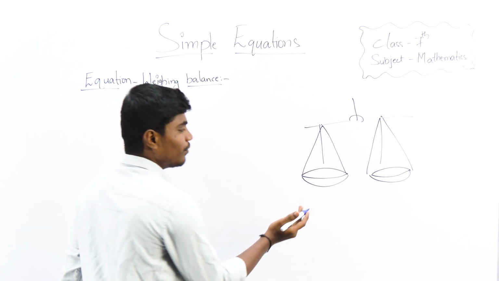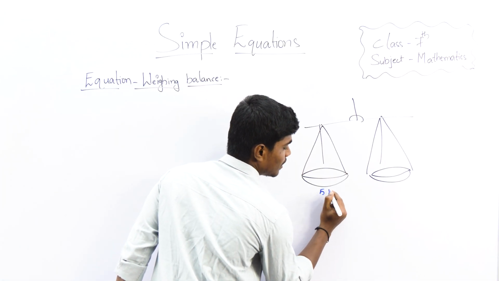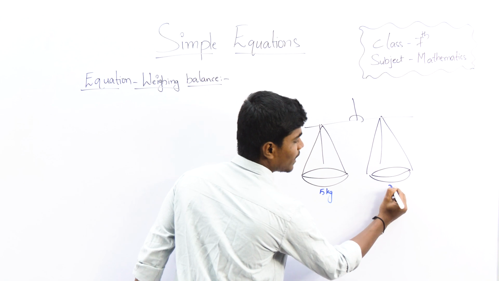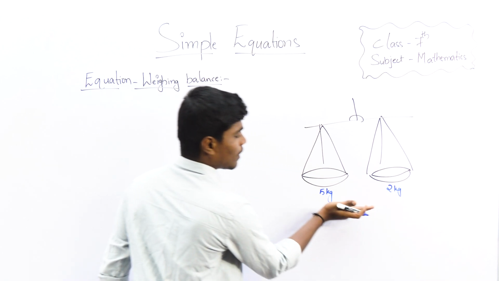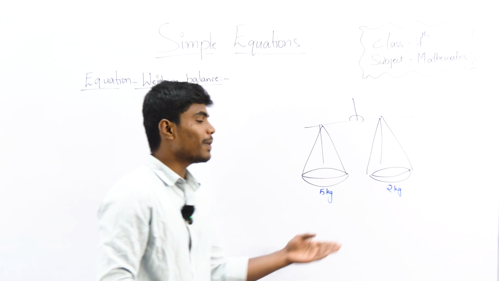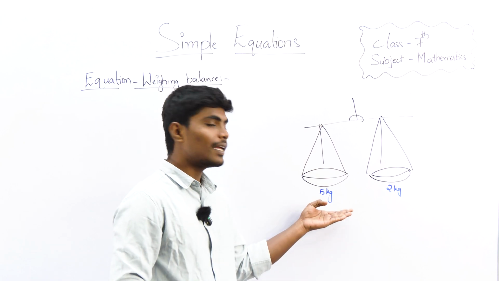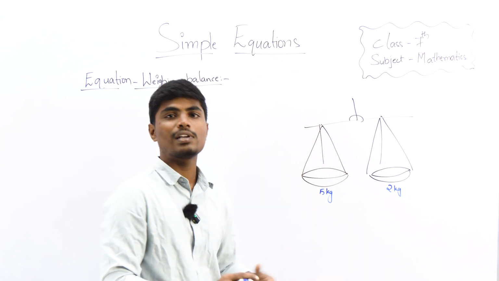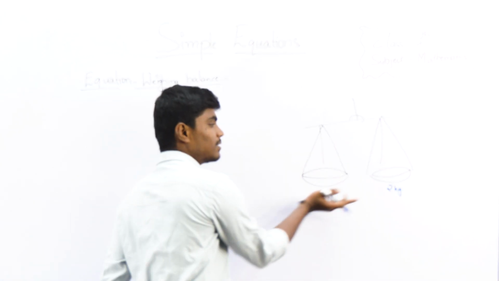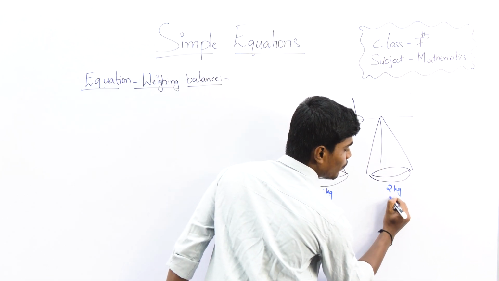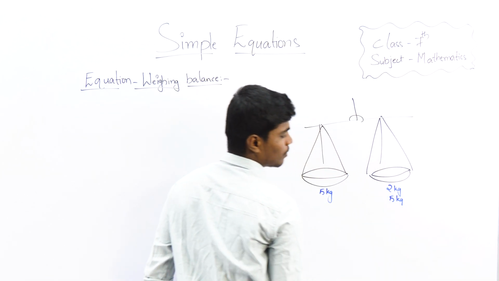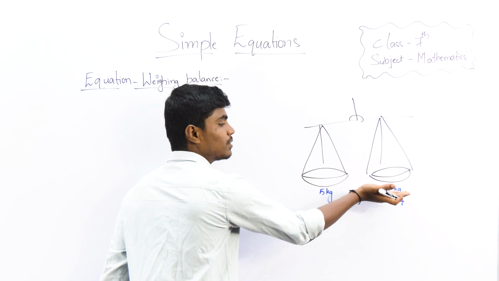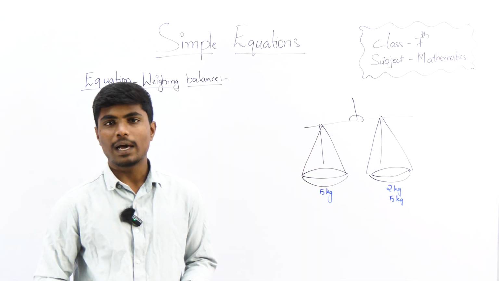If we have 5 kg on the left side and 2 kg on the right side, is this weighing balance balanced? No, this side has more, so it tilts towards the left side. To balance this, we have to keep 5 kg on the right side also. If we keep 5 kg on both sides, then the weighing balance is balanced.